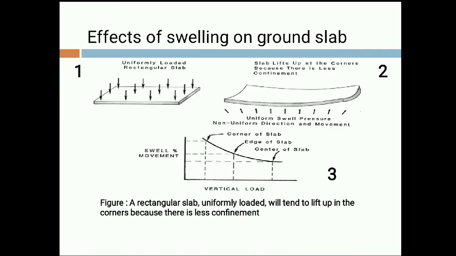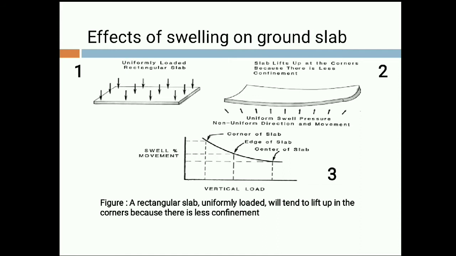Now let us see the effect of swelling on a ground slab. In figure 1 we can see a uniformly loaded rectangular slab, with vertical pressure acting on it. In figure 2 we can see the slab lifts up at the corners because there is less confinement. The moisture variation will be more at the periphery of the ground slab.